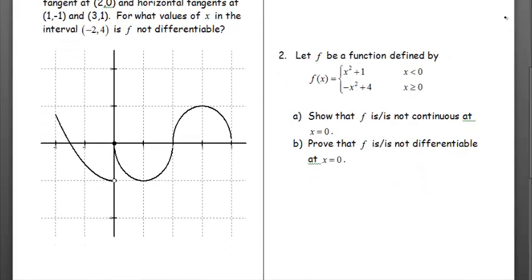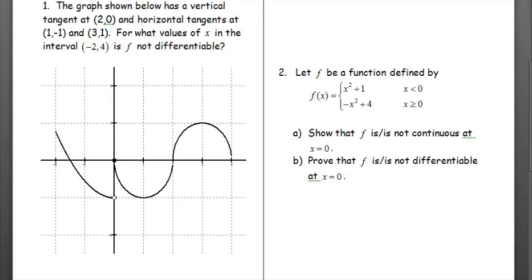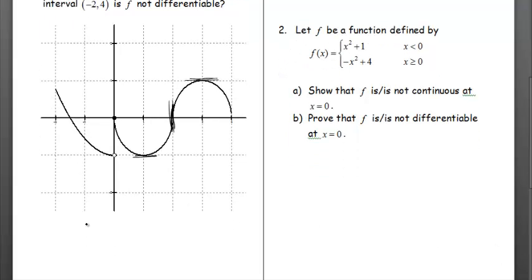All right, question 1. It's telling us that the graph has a vertical tangent at (2, 0) right here. So it's basically telling you that this graph is not differentiable at x equals 2. Horizontal tangents at (1, -1) and (3, 1). Question: for what values of x in the interval from negative 2, from here, to 4, is f not differentiable?